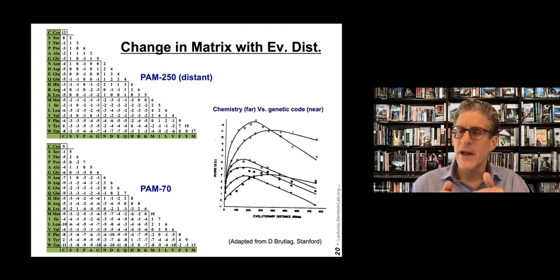Whereas when you looked at a farther away PAM, then the similarity was really dominated by your chemical intuition, because you can make a lot of mutations, and you would be really grouping together things that were fundamentally chemically similar, isoleucine and valine, aspartic acid with glutamic acid, and so forth.